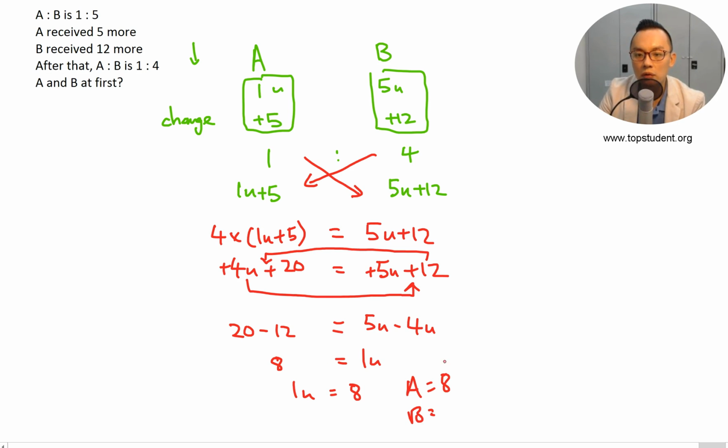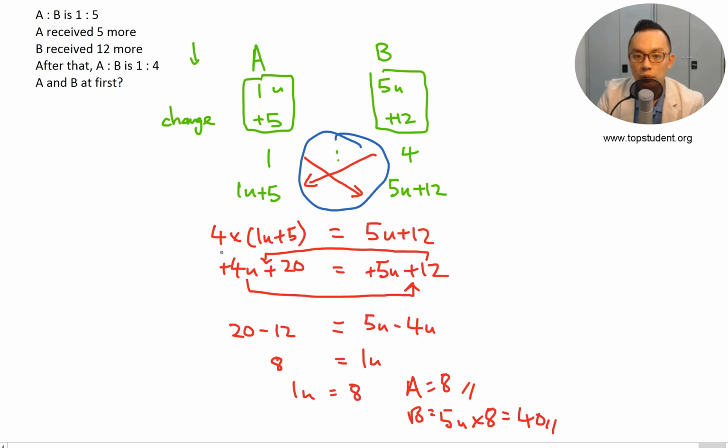B equals 5u times 8 equals 40. Alright, so that's the answer. So again, the one I want to emphasize is this portion, the cross multiply, and learn how to carry over the value.